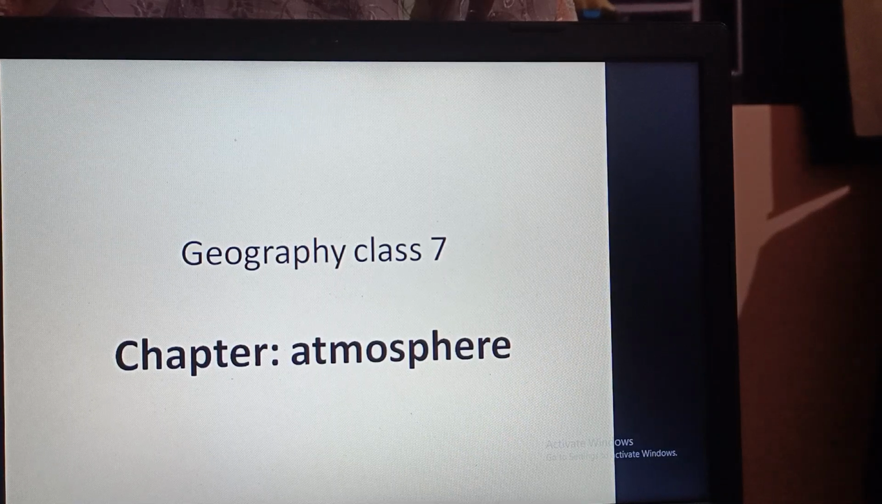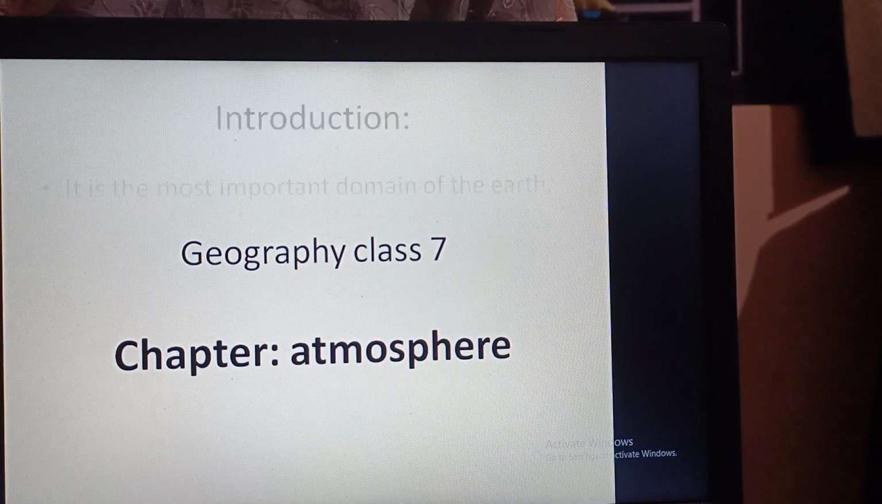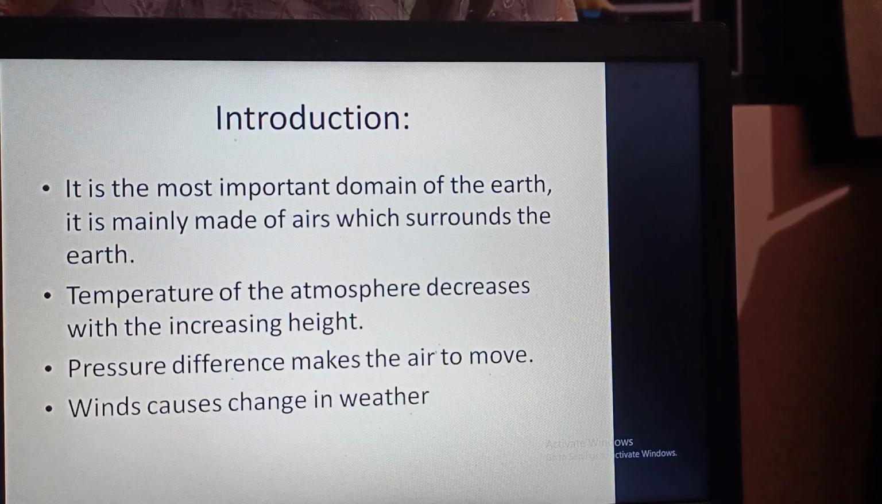I'm going to discuss the chapter Atmosphere from your second term syllabus. What is atmosphere? It is the most important domain of the earth. It is mainly made up of air which surrounds the earth, or you can say atmosphere. It acts as a blanket.